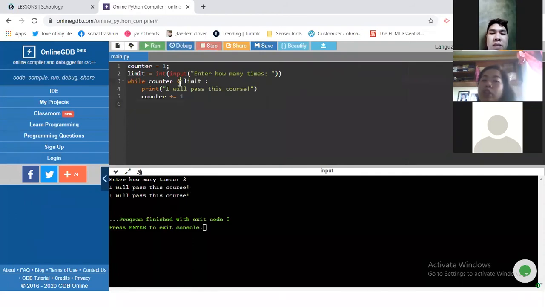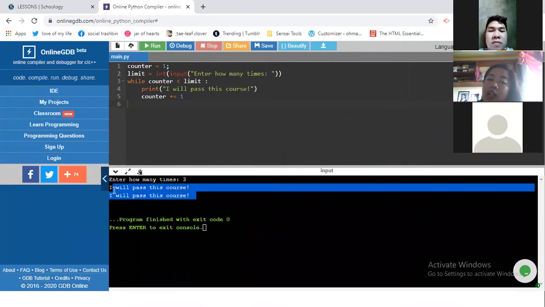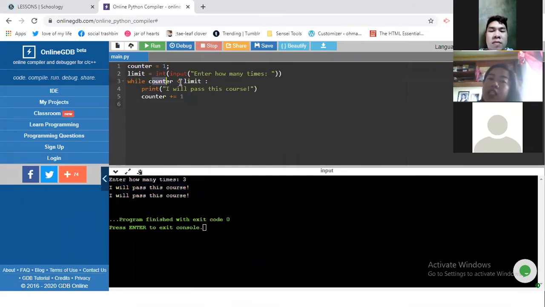Now, your condition is very crucial. Pag less than yung ginamit nyo, kung mapapansin nyo, limit is 3, pero ang piniprint niya is 2, kasi ang condition natin is less than. So ano ba yung less than 3? 1, 2 is less than 3. Ngayon, kung enter how many times 3, dapat 3 din yung makita ko. Therefore, your condition will adjust. Kailangan may equal: while counter is less than or equal to limit.